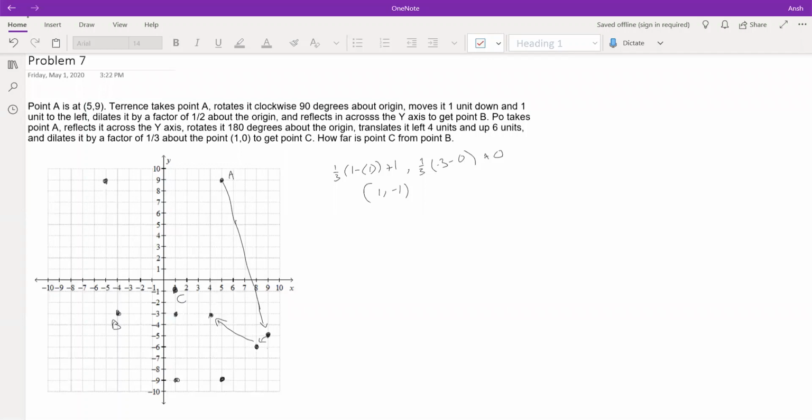So now to find the distance, we just use our distance formula. So we see that the change in x is 5, since we go from -4 to 1. And the change in y is 2, since we go from -3 to -1. So this becomes the square root of 5 squared plus 2 squared, which is square root of 29. And that's our final answer.